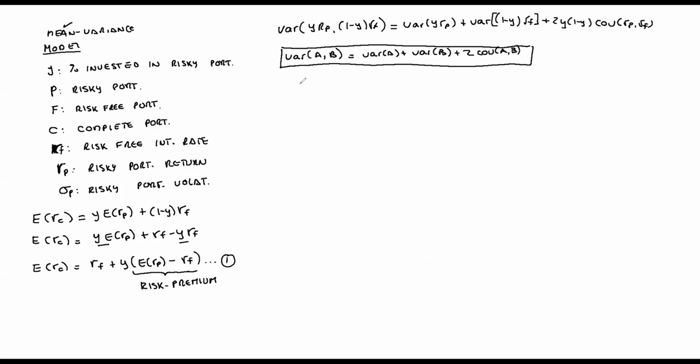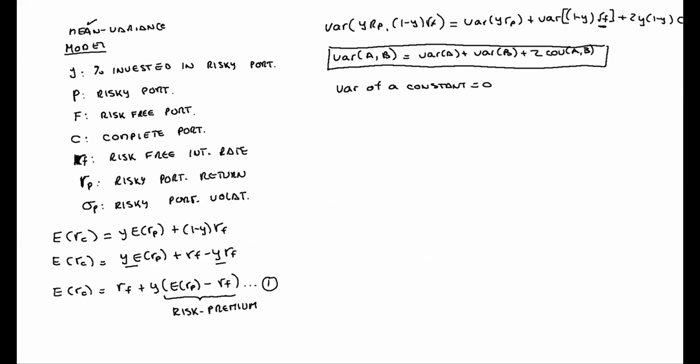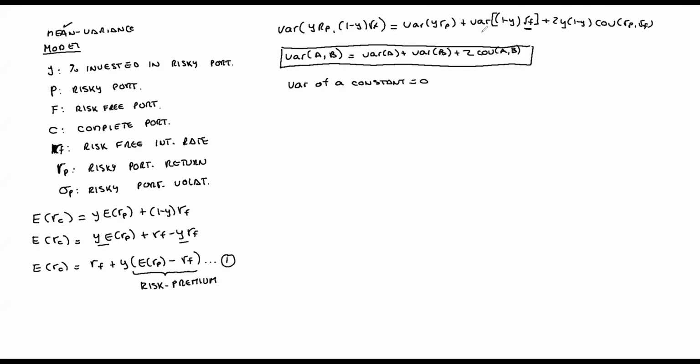What is the variance of a constant? Equals what? 0, exactly. So this implies that as soon as this is a constant, this part here disappears. Agree with me? Because the variance of a constant is simply 0. Here we're looking at the variance of the risk-free RF, and the risk-free is a number: 1%, 2%, 3%. It is assumed never to change.